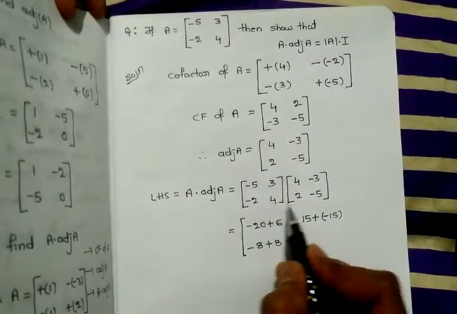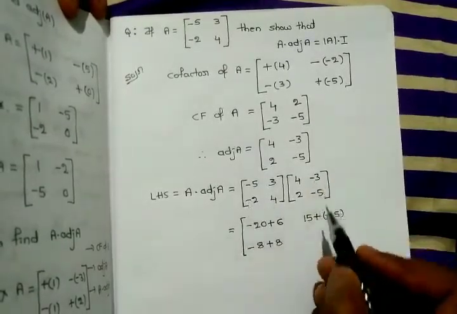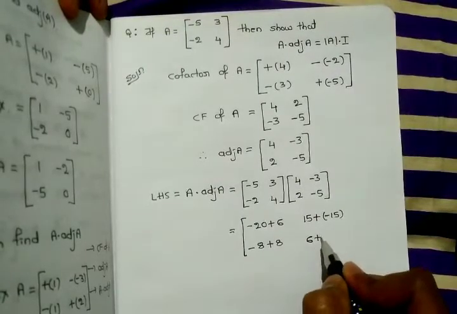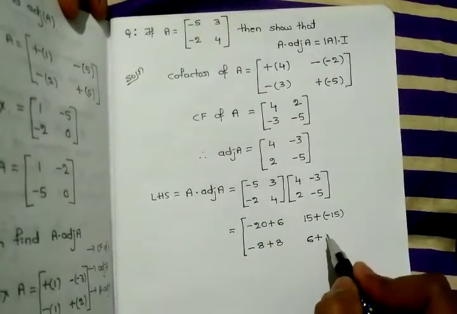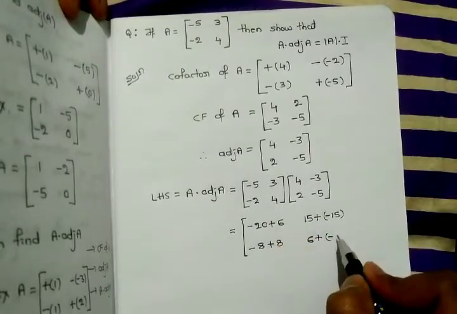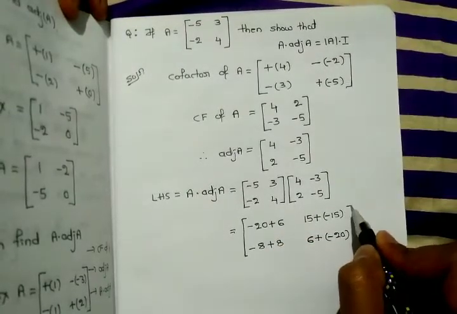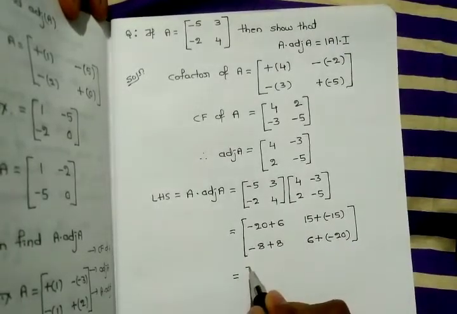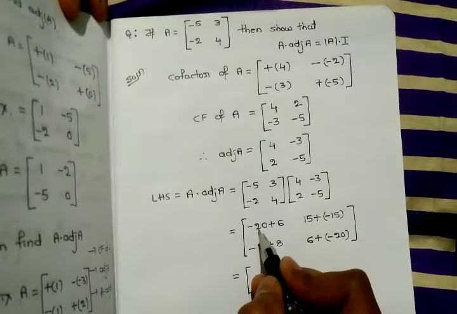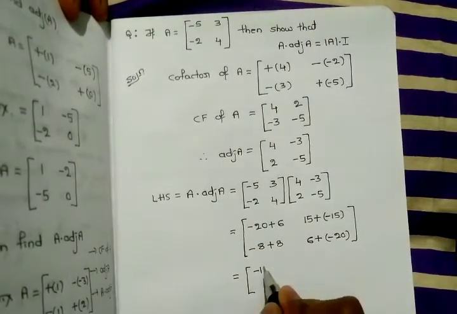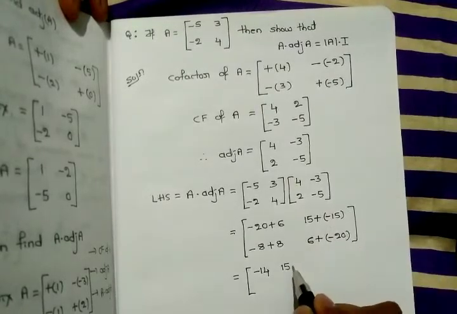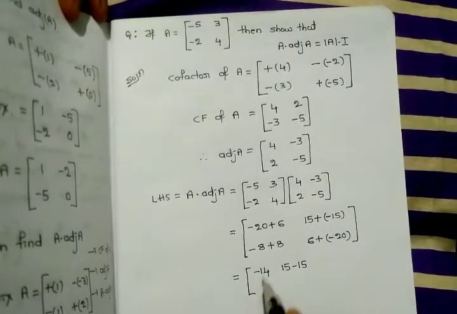Next, second row, second column, minus into minus is plus, 2 into 3 is 6, middle plus sign, plus into minus is minus, 4 into 5 is 20. Close. Next, multiply the sign here first, which is equals to minus 20 plus 6 means minus 14. Next, 15, keep it as it is, plus into minus is minus 15. Next, minus 8 plus 8 means 0.